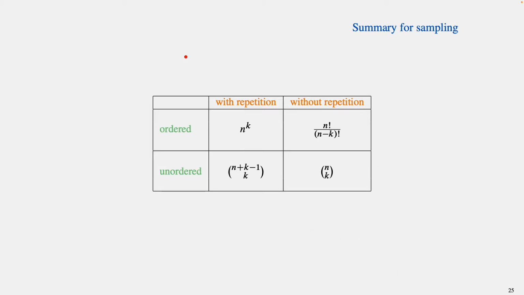And I summarize this in this table here. So for the ordered samplings with repetition, we have n to the power of k, and without repetition, we have n factorial divided by n minus k factorial. And for the unordered samplings, with repetition, as we just saw, we have n plus k minus 1 over k possibilities, and without repetition we have n over k possibilities.